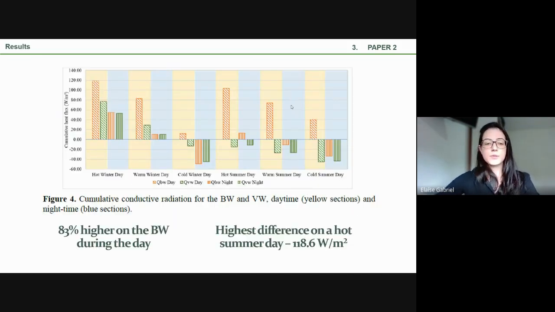So for the results, we can see that in the cold winter day, both walls lost energy during the night, and the bare wall gained energy during the day. And the highest variation between the heat fluxes showed that during the day, the conductive heat flux on the bare wall was around 83% higher than on the vegetative wall. And this shows that the plant can positively act as an insulation barrier, preventing the surface behind the plant to excessively heat.